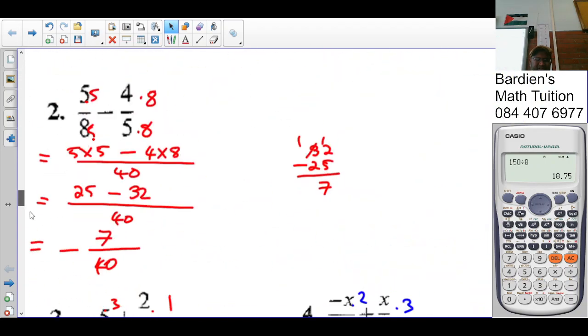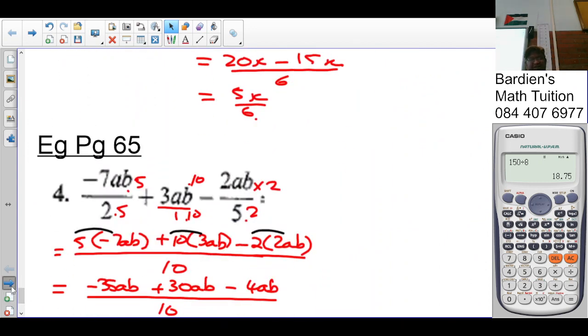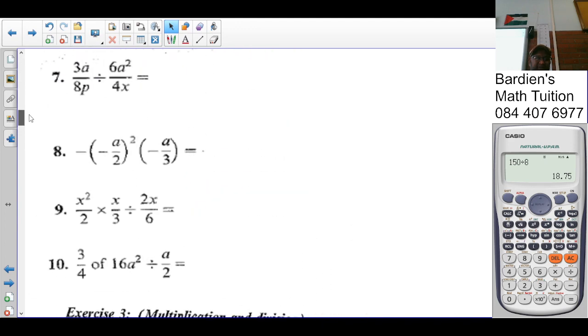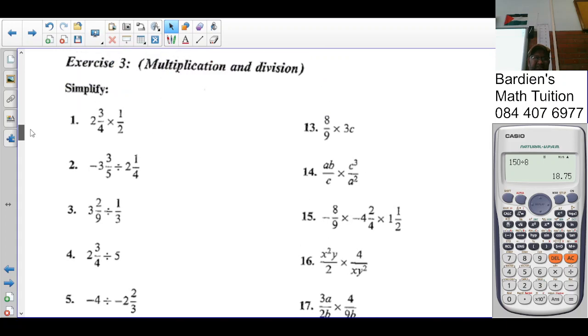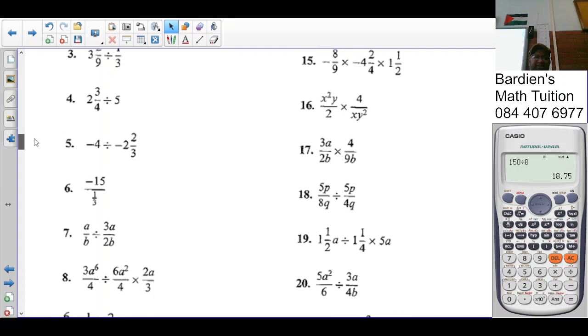Let me just check. I tested you on exercise 2. That was yesterday's test, okay? So exercise 2 I tested you on. Then I gave you homework. The homework was exercise 3, the odd numbers. So your test will be on exercise 3.